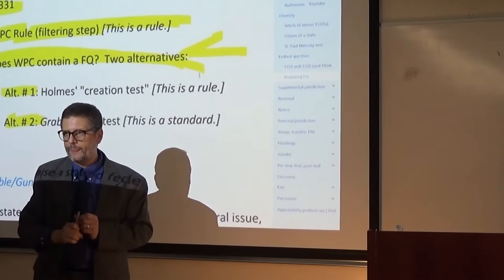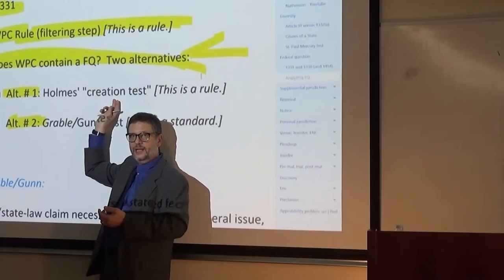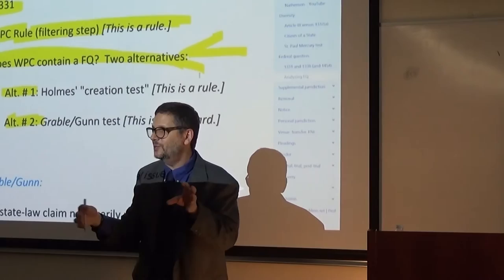And negligence per se, who creates the negligence cause of action? Federal or state lawmakers? Yeah, state lawmakers. So the Holmes creation test would say not a federal question. But on the Grable-Gunn test, they say, hey, we've got the state law cause of action. What if there's a federal ingredient in it?